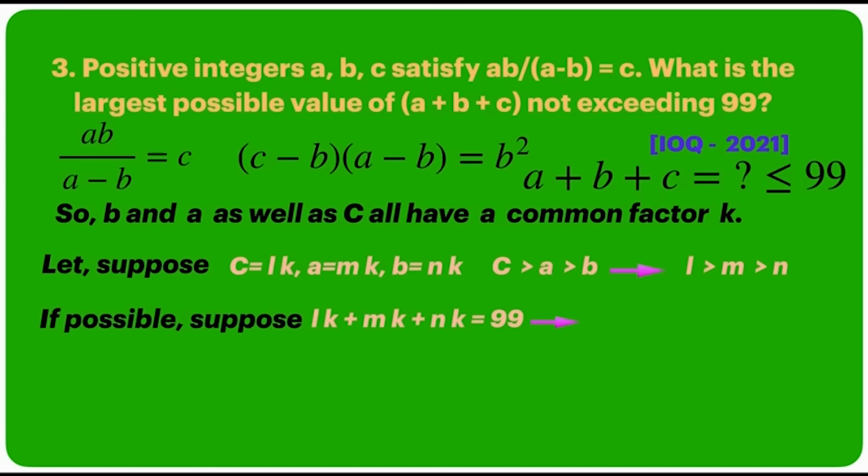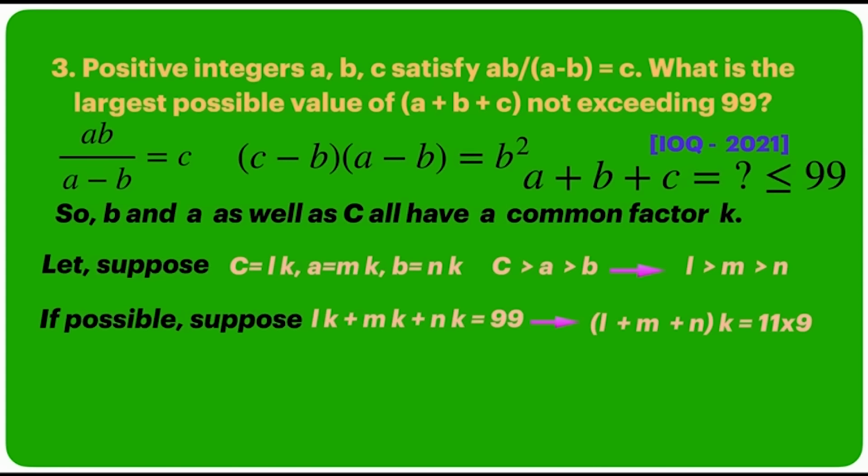So now let us see that Lk plus Mk plus Nk equals 99. Since if it is possible, then it means (L plus M plus N) into K equals 11 into 9. We can write it, and just take that if K takes the value 9, then L plus M plus N will take the value 11, and therefore L plus M plus N equals 11.